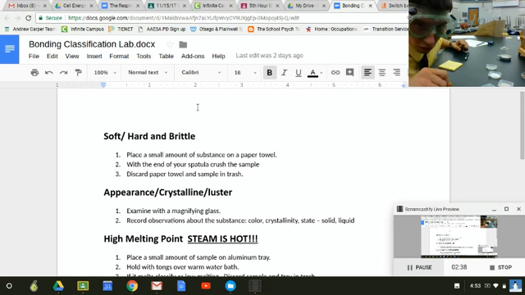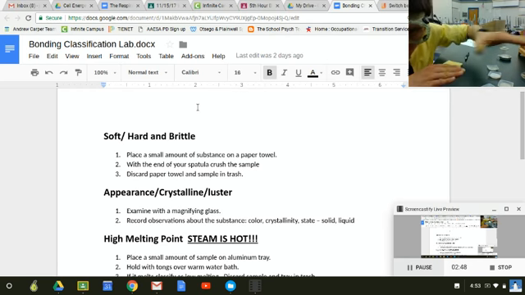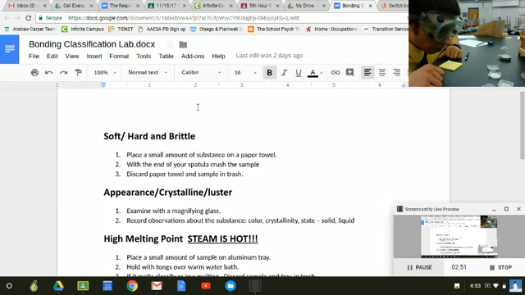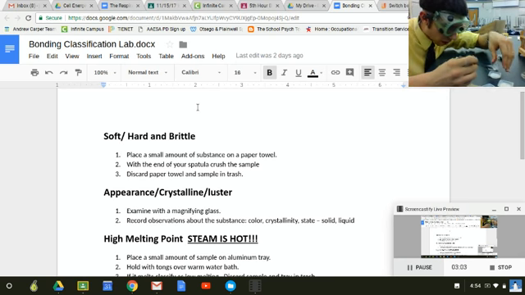So for this first part, soft, hard, and brittle, these 5 substances, they all have a letter on the bottom. So you can check, this is C, this is A. You're sharing these with the person across from you. So you're just going to need to work with them. For this first test, you need to grab a little bit of paper towel. And then you're going to use your spatula to get some of the substance onto your paper towel. You don't need a lot.